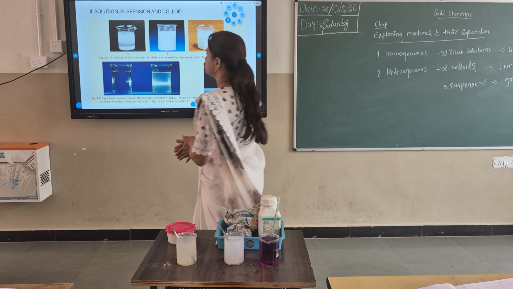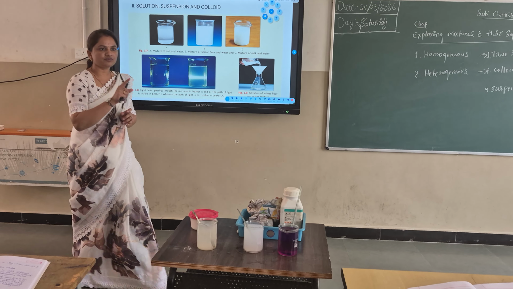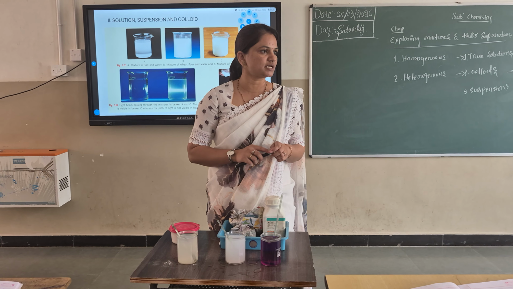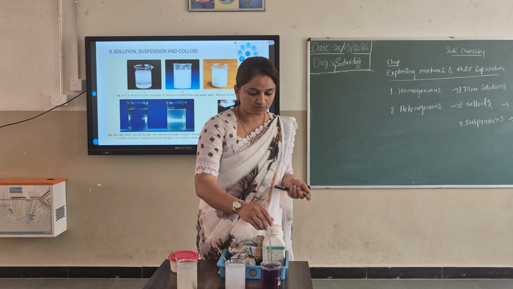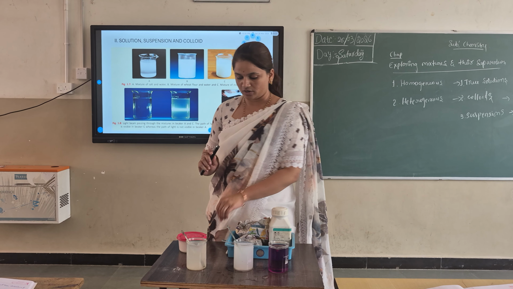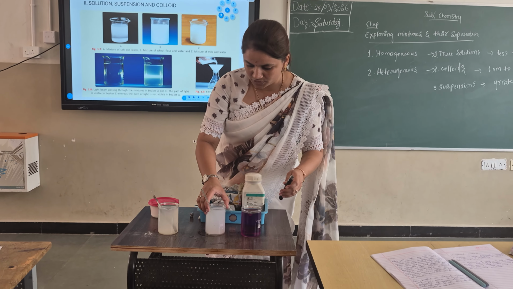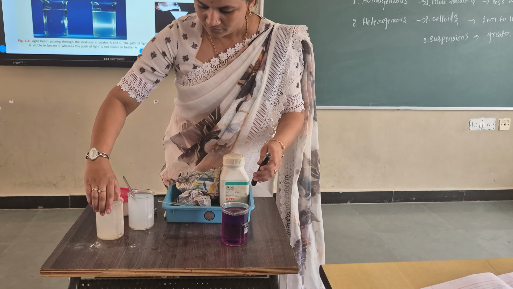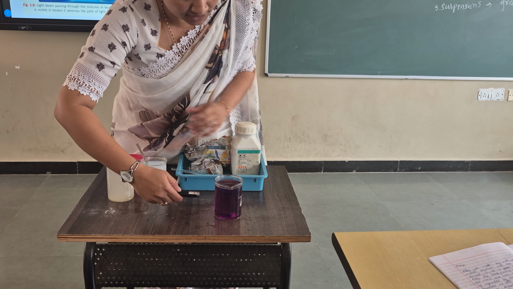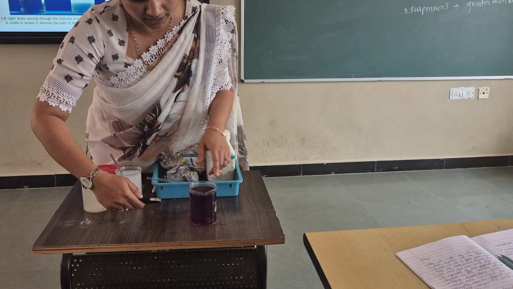The next point is about the scattering of light. This is actually very important. The first major difference is about the size of the particles. And the next difference is about whether these mixtures scatter light or not. That is the next difference we have to observe. You can see in the true solution, is the path of light visible inside the solution? No, it is not, right?